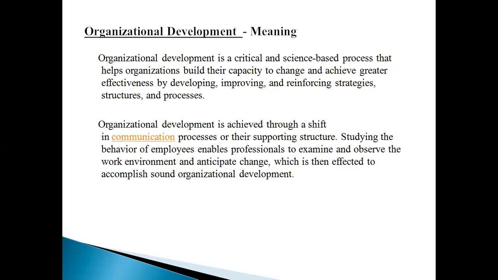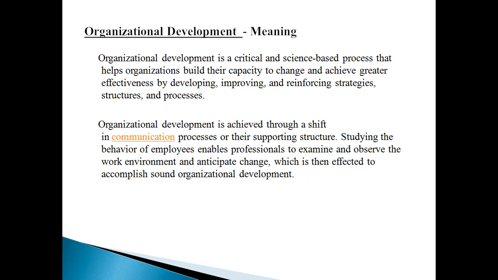Now for the organization, we are thinking for the development, we are thinking for the change, and the organization's capacity for the change, in terms of developing, improving, reinforcing strategies, changing some strategies, changing some structures and the processes. Organization development is achieved through a shift in communication process or that supporting structure.